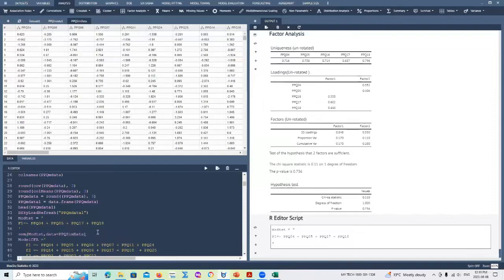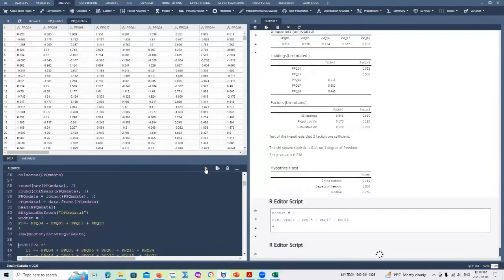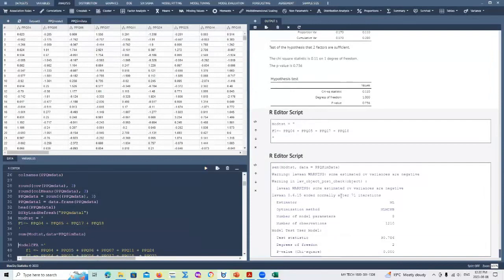So let's hope that this one doesn't give us errors. Okay, so you see, it runs. This one runs without errors. Number of parameters is 8. Degrees of freedom is 2. And it's highly significant. No, it's not significant. See that?